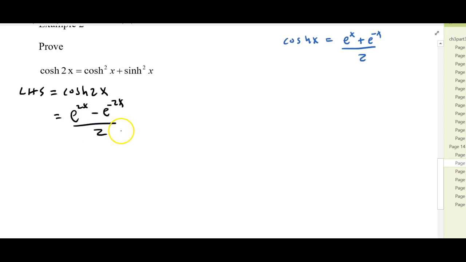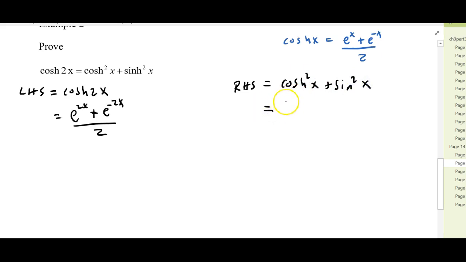Now at this point in this proof, it's not quite clear how I'm going to make this look like the right-hand side, right? So this is when you would start with the right-hand side and see if you can somehow meet somewhere. Yes, I'm sorry, it is plus. It's right there in front of me too. Thank you. So the right-hand side, well, what is that? That's cosh squared x plus sinh squared x.